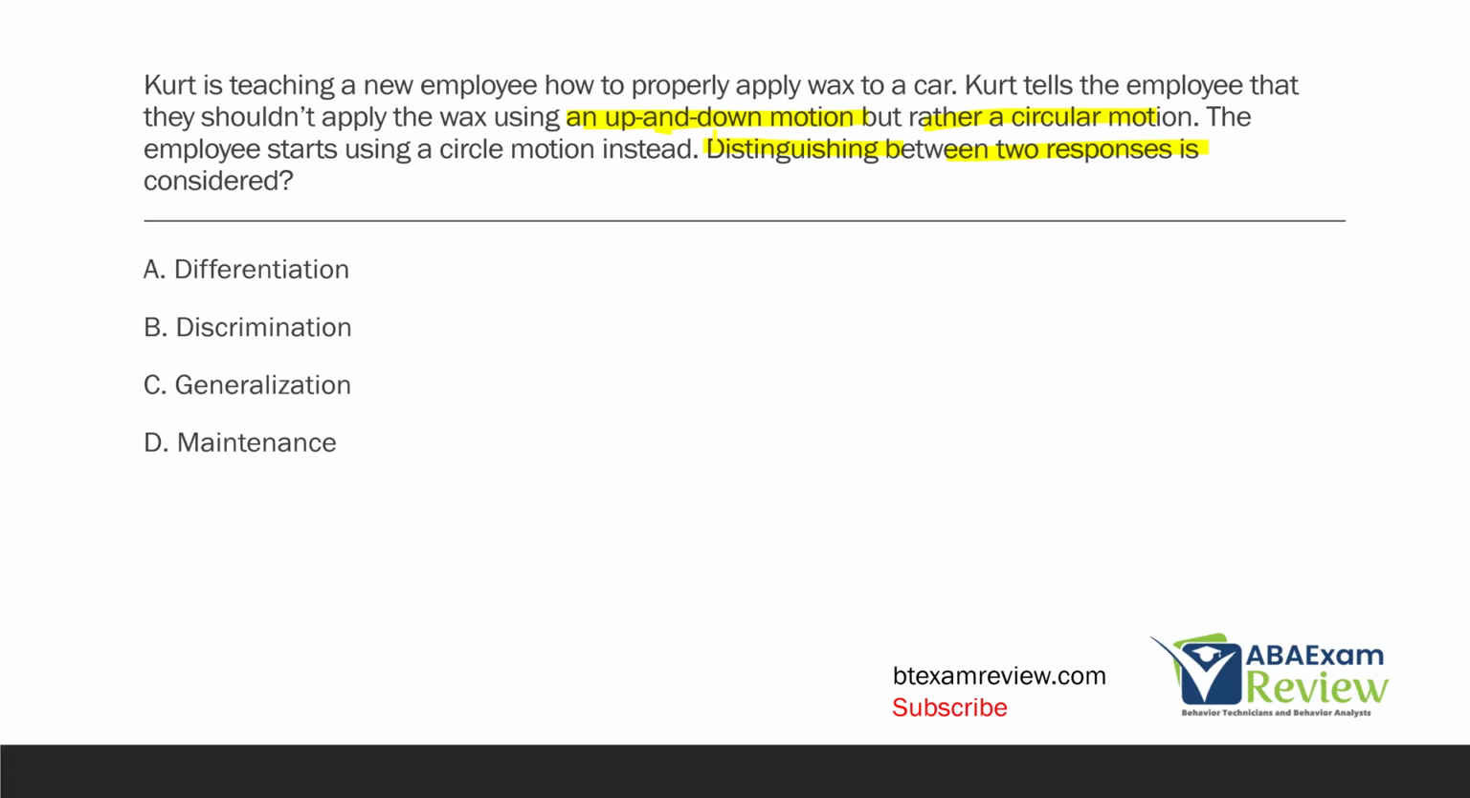We're not generalizing here. We're just talking about one car or one situation, and it's not maintenance because we're not checking to see if he continues to do it after being taught. All we know is we're dealing with multiple responses that the employee has to distinguish between. Therefore, he is engaging in response differentiation.